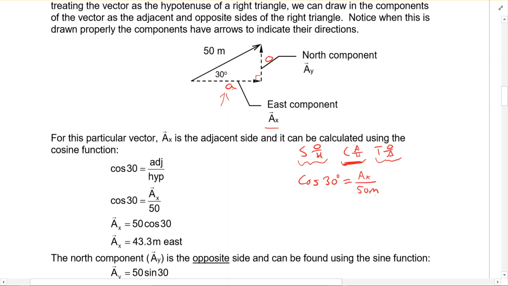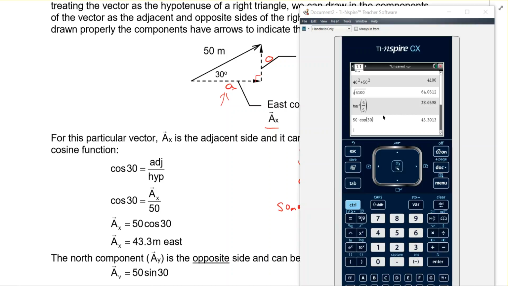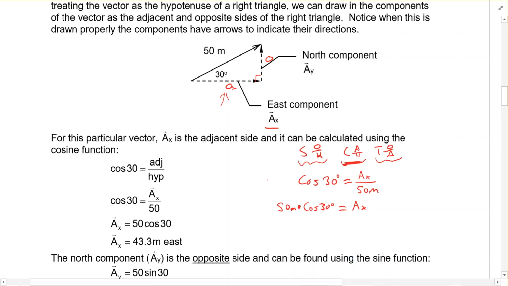So in this case, I just need to multiply both sides of the equation by 50 meters. So this would look like 50 meters times, I'm going to make a dot for times, cosine 30 degrees is equal to AX. And then that just goes straight into your calculator, 50 times cos 30. And that is 43.3 and positive. So that's 43.3 meters, and it's positive, so it's going to be east.